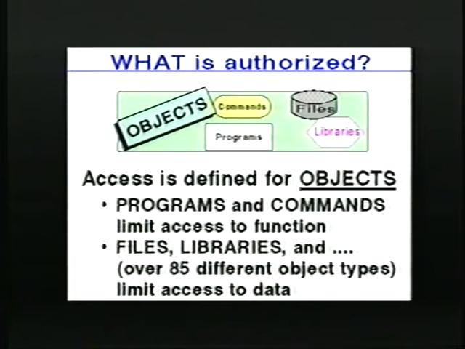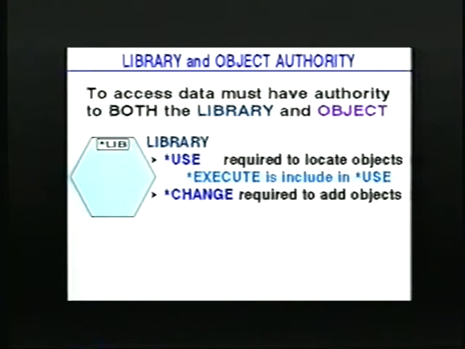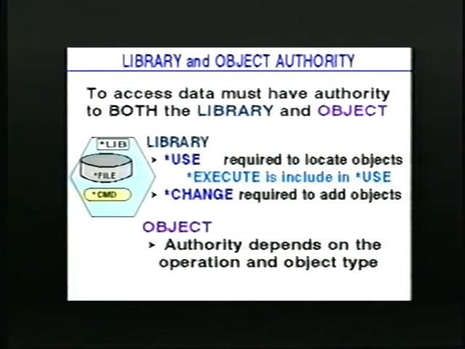But let's take a look at one special type of object, and that's the object library. A library is a special object because it contains the addressability of other objects, and you must be authorized both to the library and to the individual object itself. So we've got an example here where we have a library that's got a file and a command in it, and you must be authorized to the library with use access. You can locate the objects in the library. If you have change access to a library, you can go out and add new objects to a library.